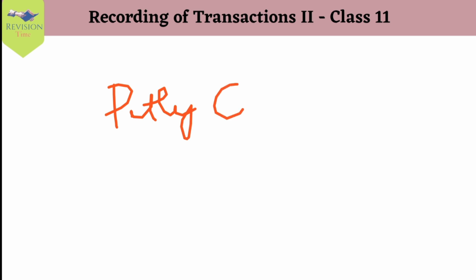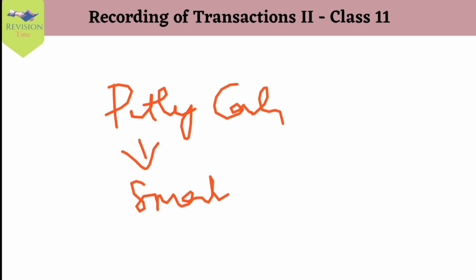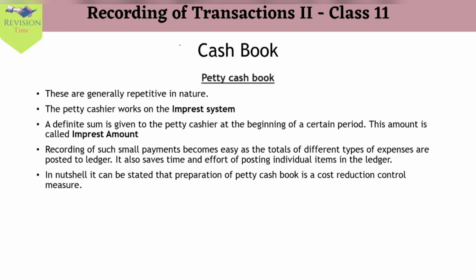This is about petty cash book. Petty cash book is nothing but a small expenses book. Let us read out the meaning and understand more about it in detail. Petty cash book entries are generally repetitive in nature. The petty cashier works on the Imprest system, which we just studied. A definite sum is given to a petty cashier at the beginning of a certain period. This amount is known as the Imprest amount. Recording of such small amounts becomes easy as the totals of different types of expenses are posted to the ledger. It saves time and effort of posting individual items into the ledger.